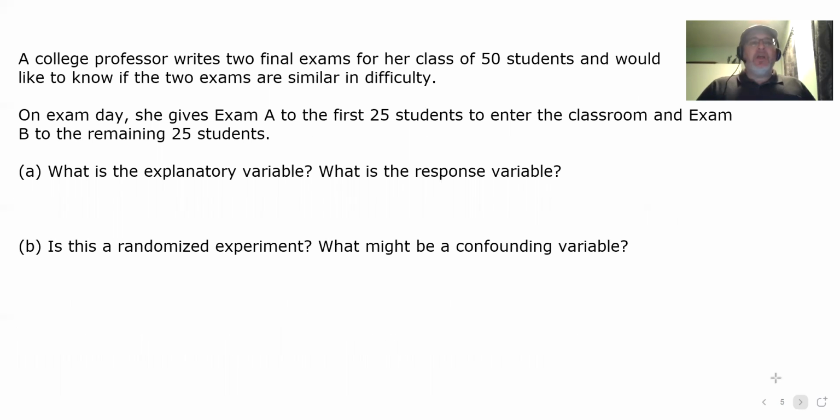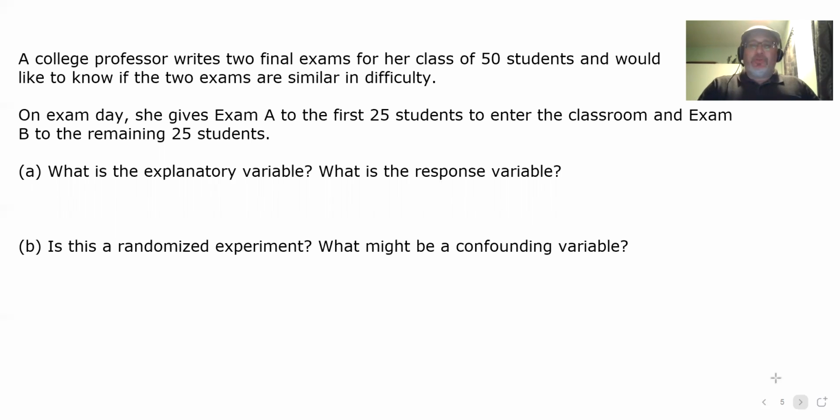Example: a college professor writes 2 final exams for her class of 50 students and would like to know if the 2 exams are similar in difficulty. On exam day, she gives exam A to the first 25 students to enter the classroom and exam B to the remaining 25 students. What is the explanatory variable? What is the response variable? Is this a randomized experiment? What might be a confounding variable?